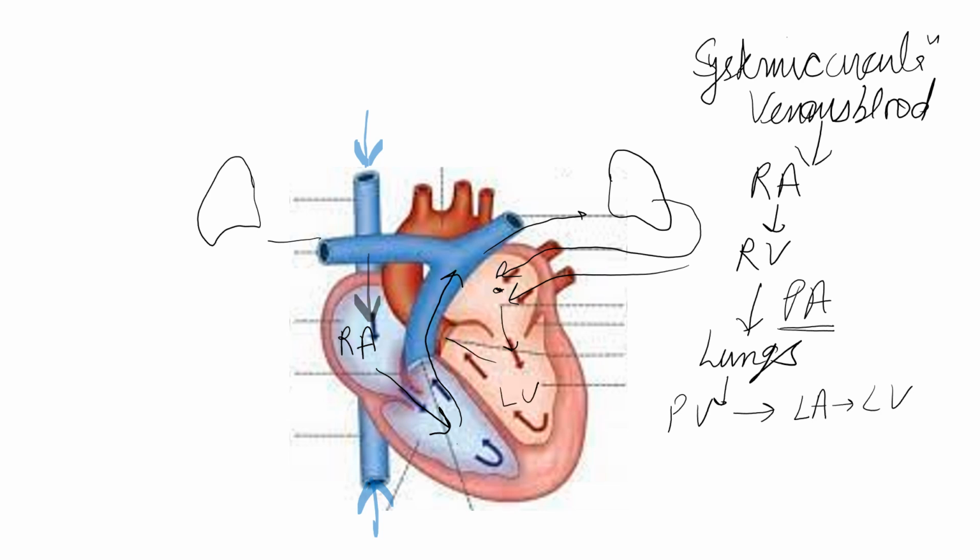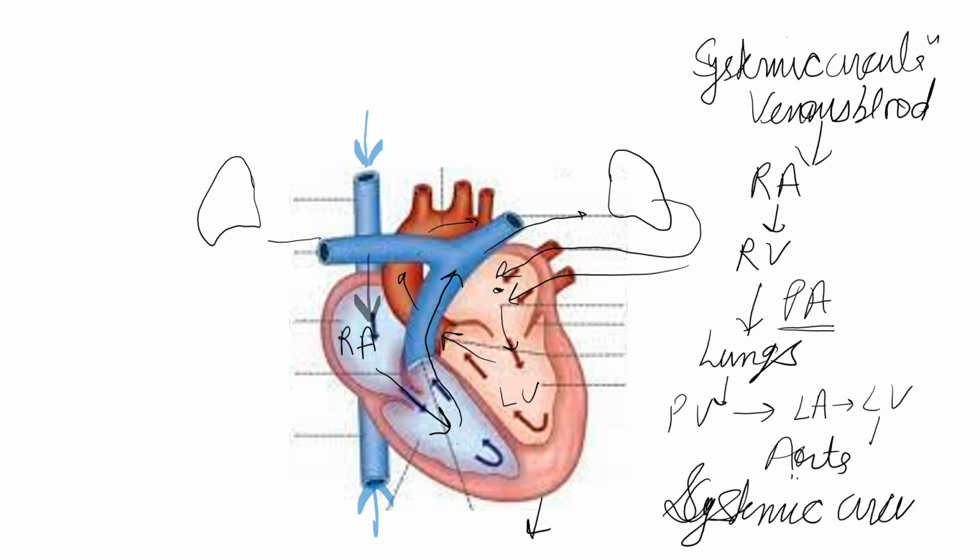And from the left ventricle there is the opening of the aorta, right? This is the aorta. So from the aorta to the systemic circulation. Left ventricle to aorta and then your systemic circulation. Are you getting me? Fine. So that's how you can make a flowchart and prepare your answers easily, right? So this is the circulation.